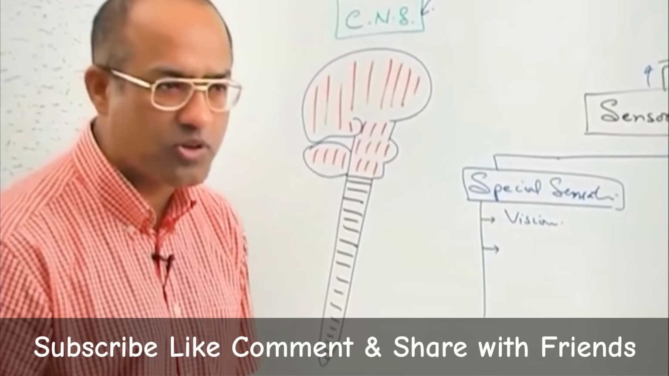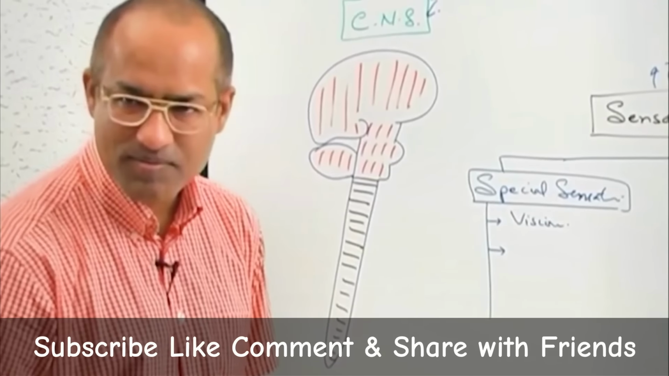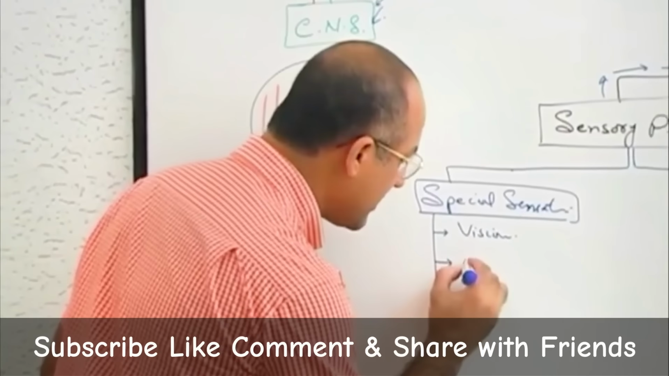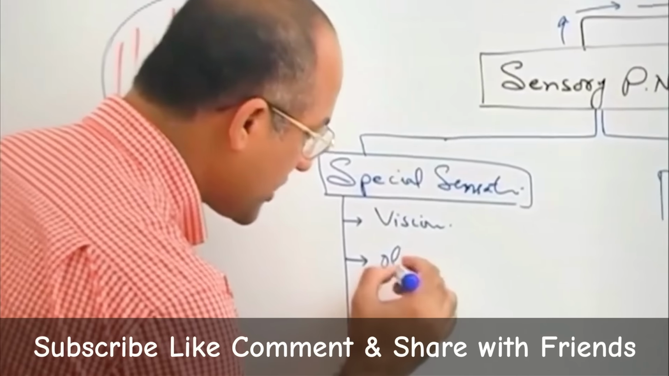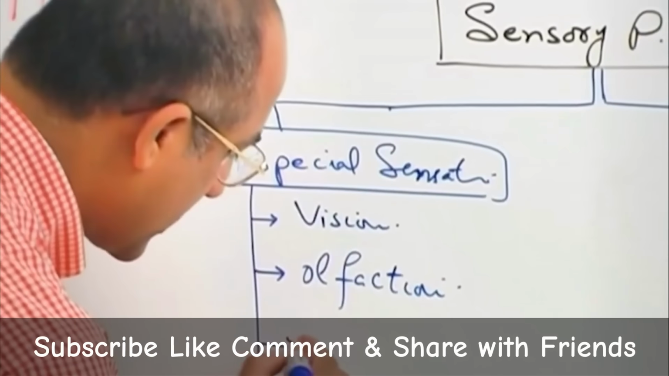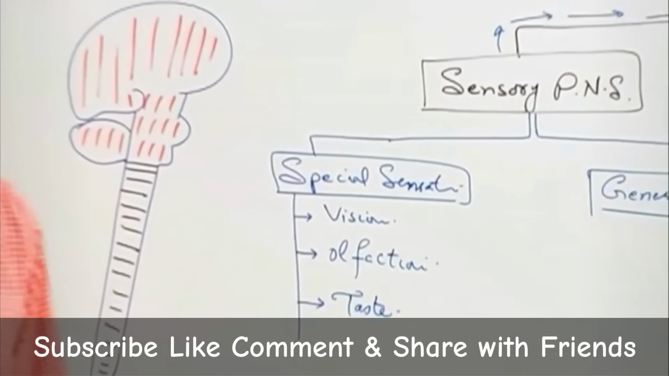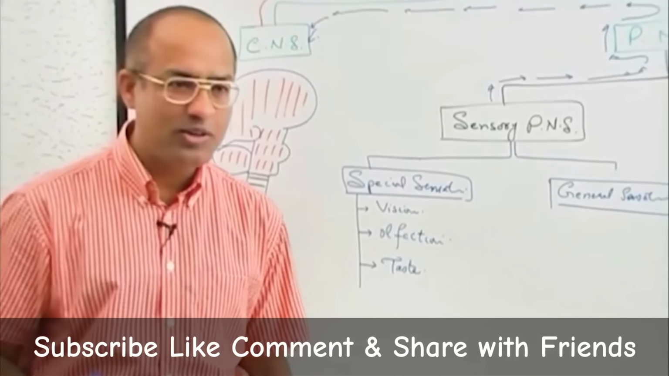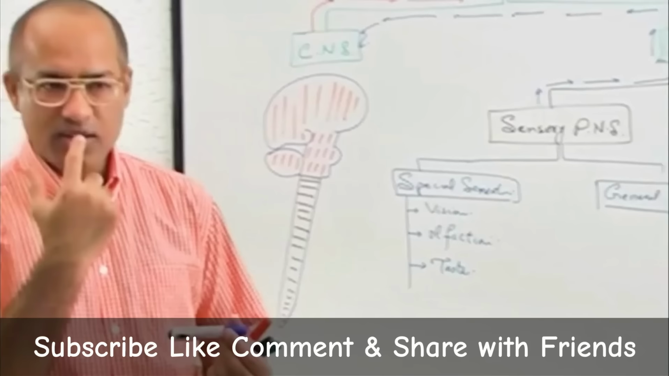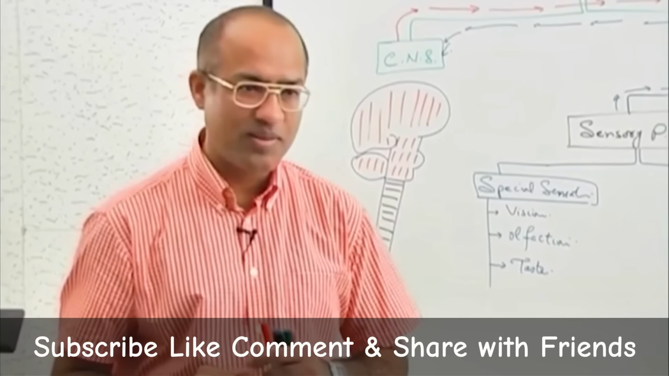You can smell with your nose. Can you smell with your eyes or with your fingers? You cannot, right? Again, olfaction is from special area. Olfaction, smell. Then there's taste. You can taste with your tongue, but can you taste with your finger? No. Now your tongue has special sensations as well as general sensations.